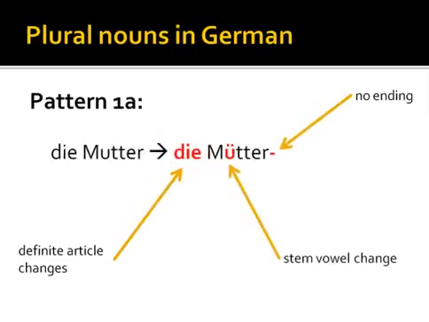Now, the variation on that pattern does essentially the same thing. Die Mutter, with die being singular feminine, changes to die plural. Now you'll recall that in plural there is no masculine, feminine, neuter, there's only plural. So, die Mutter. There is no ending on the noun, but there is a stem vowel change. So the U in Mutter goes to a U umlaut, Mütter.